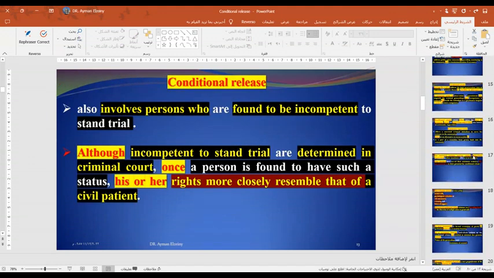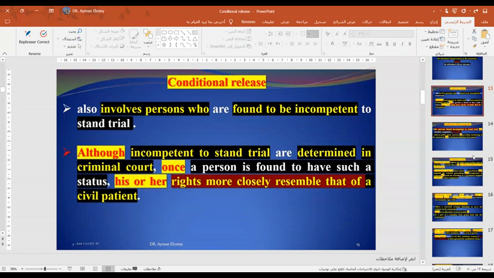So, conditional release also can apply to persons who are found to be incompetent to stand trial, as in cases of insanity, although incompetence to stand trial is determined in the criminal code. Once a person is found to have such status, his or her rights more closely resemble those of a civil patient.